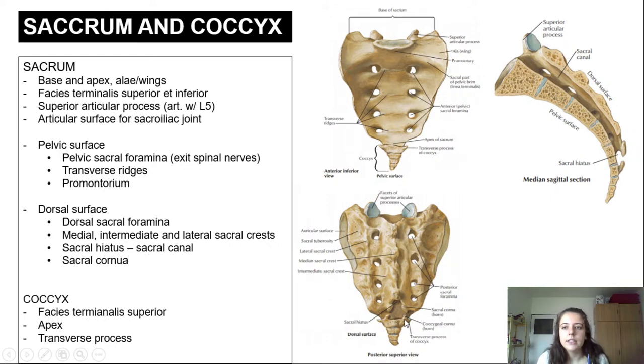Yes, and something important that you will see again when you study, well, you did already study the articulations of the leg, I think, but basically we have the articular surface for the sacroiliac joint, and that's everything. And then the coccyx, very easy, very fast, base and apex. It only has facies terminalis superior, which serves for articulation with the sacrococcygeal joint, sacrococcygeal synchondrosis, sorry, and it has the transverse process. You can see it here, the transverse process. Just think that they're also vertebra, so they're going to have the same features, to call it somehow.